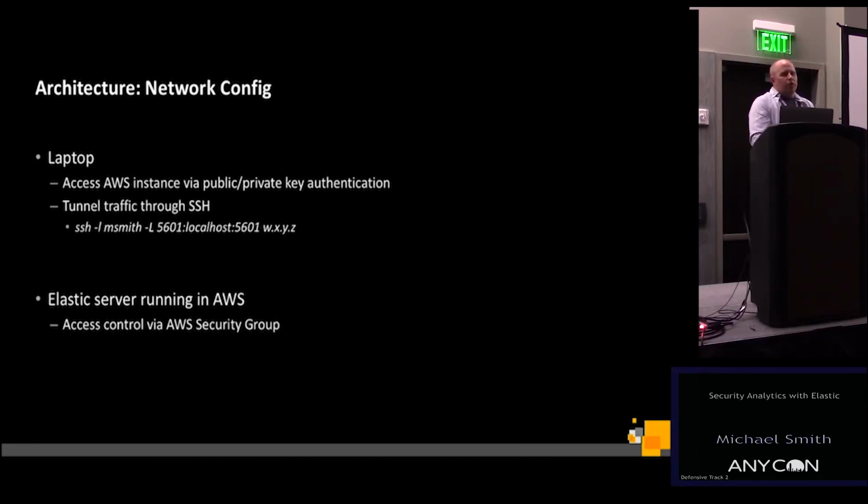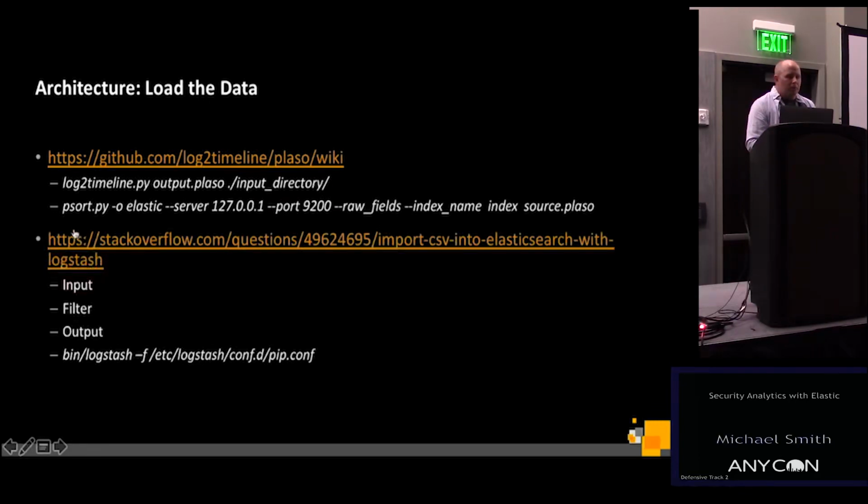I have a server that's in an AWS instance. I get to that with public private key authentication. I then have tunnels set up where I'm tunneling my web traffic through my SSH connection. Okay? Does anybody have any questions about this line right here? Does everybody understand how to do SSH tunnels? We're all cool with that, right? Fairly straightforward. Not really a big deal.